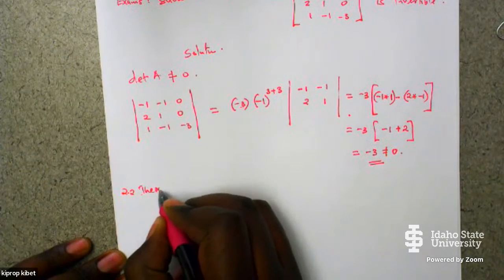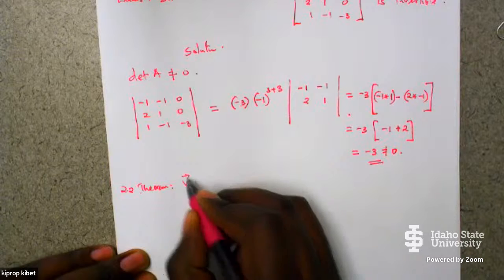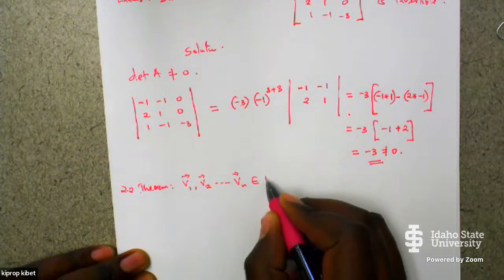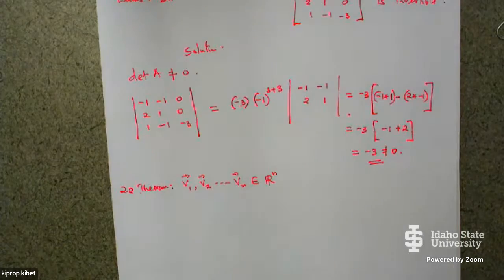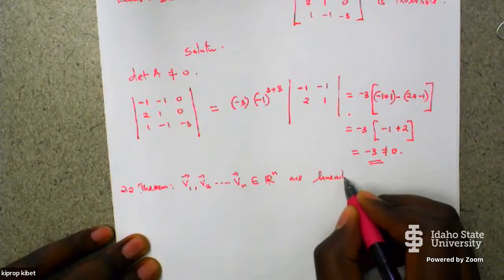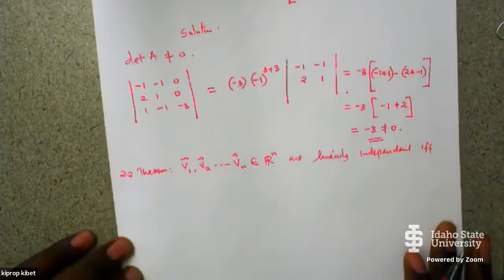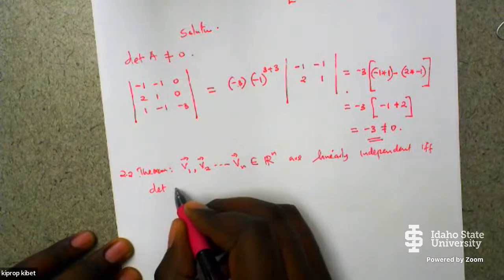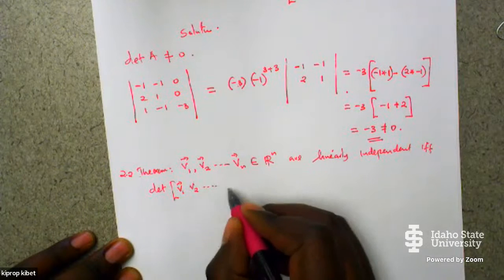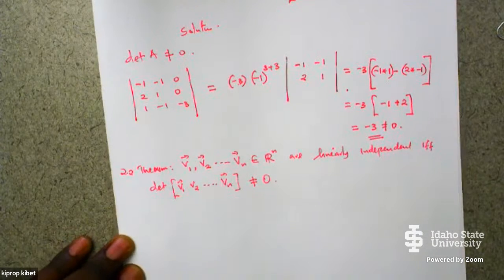Theorem 2.2. If we have the vectors v1, v2, all the way to vn, and these are elements of Rn, these vectors are linearly independent if and only if the determinant of [v1, v2, ..., vn] is not equal to 0.